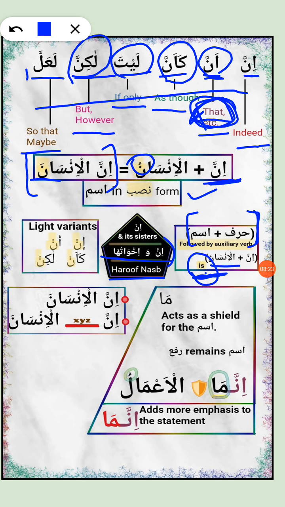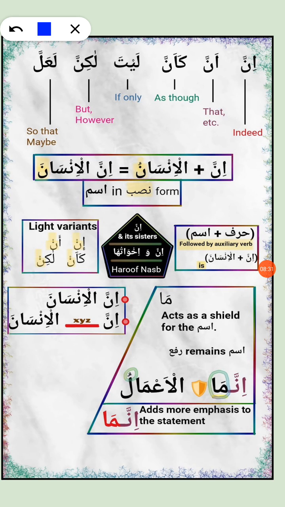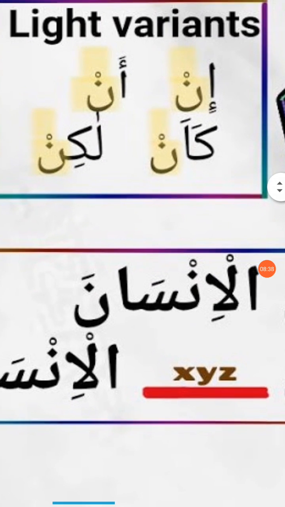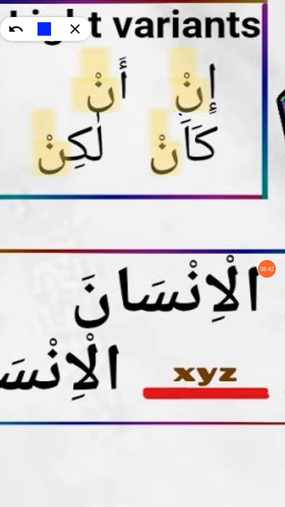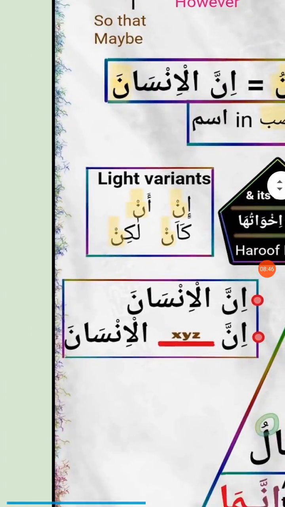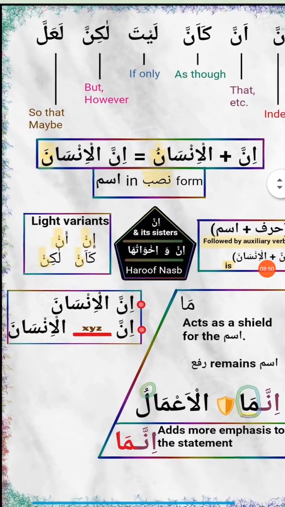Next point is that it has light variants. The haruf that end with noon and tashdid can be converted to their light variants. What do I mean by light variants? I simply mean that the tashdid can be replaced with a sukoon, as you can see here, here, here, here. This is something that we're going to touch on in the fail section, so there's no need discussing it here.